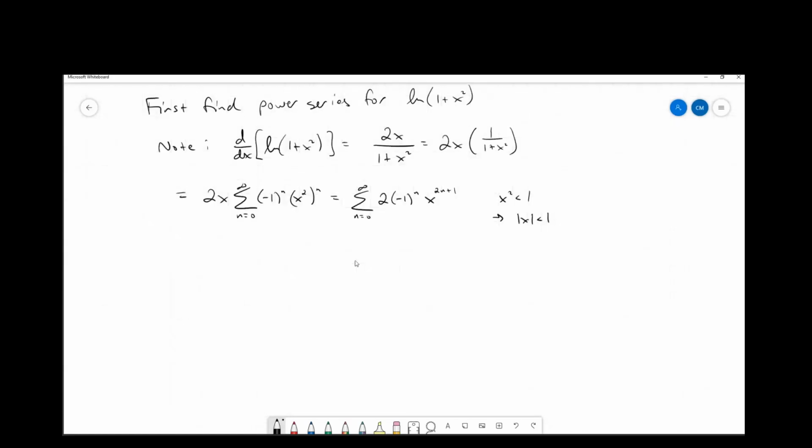Okay, so what I did there is I took the derivative of the ln(1 plus x squared) and found the power series for that. And so that means the power series for ln(1 plus x squared), since I took a derivative to get there, I have to take an antiderivative to get back. The antiderivative of this thing.